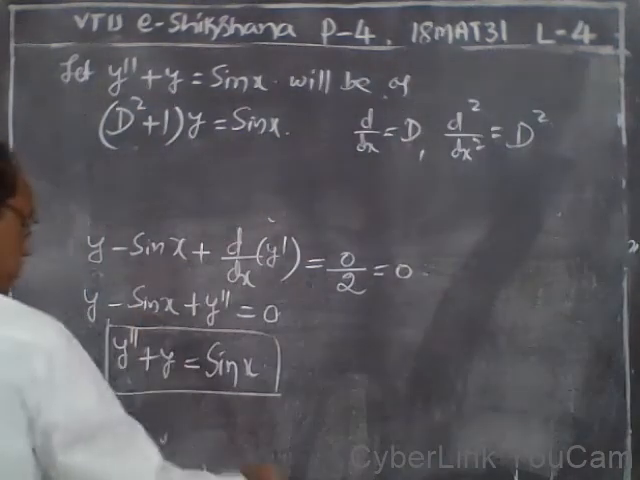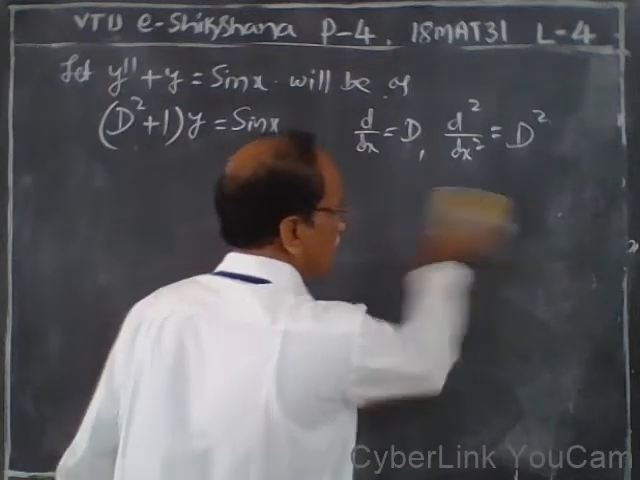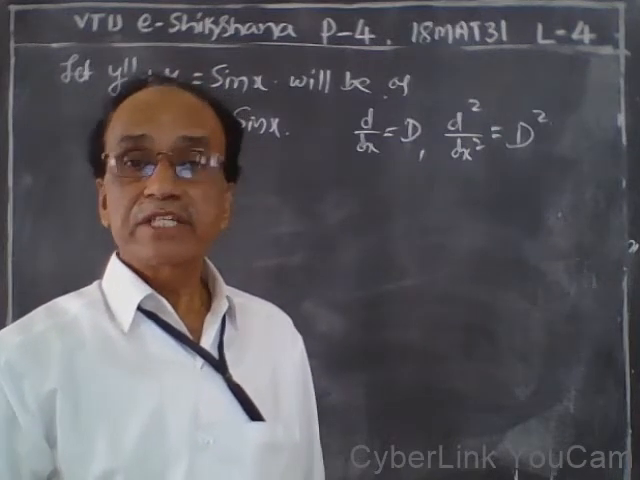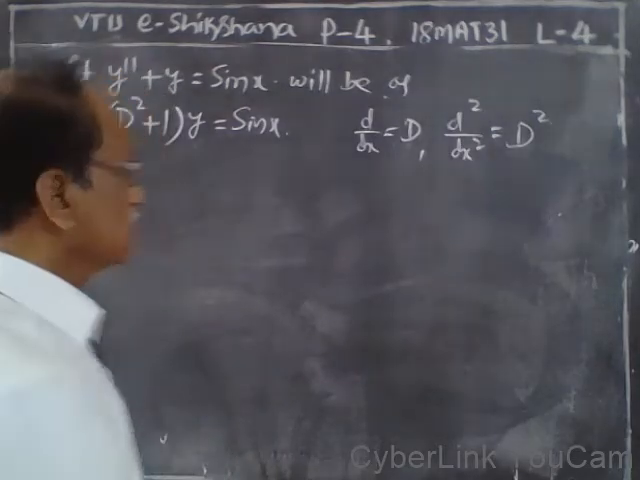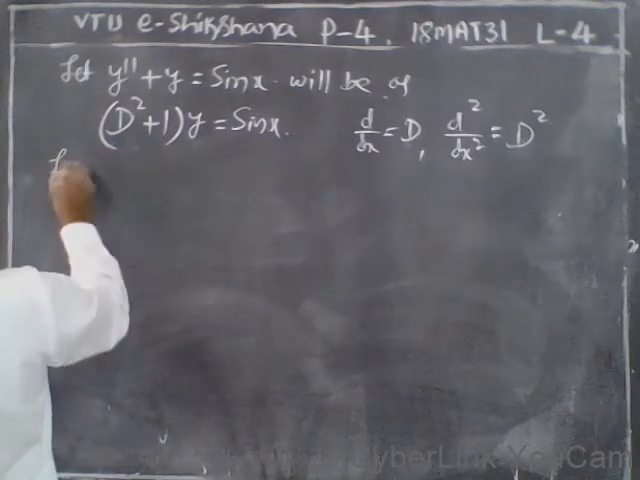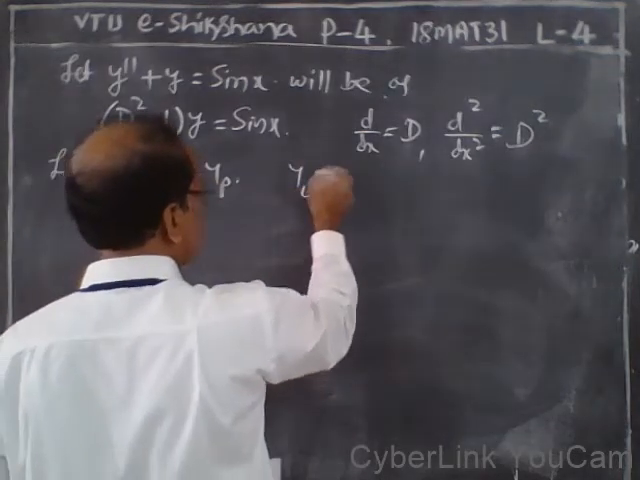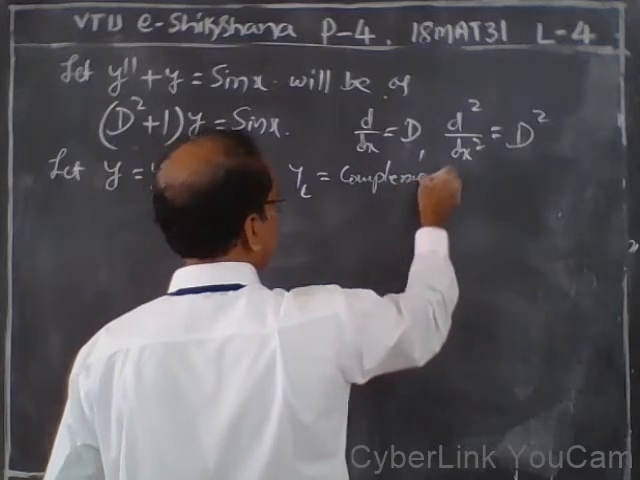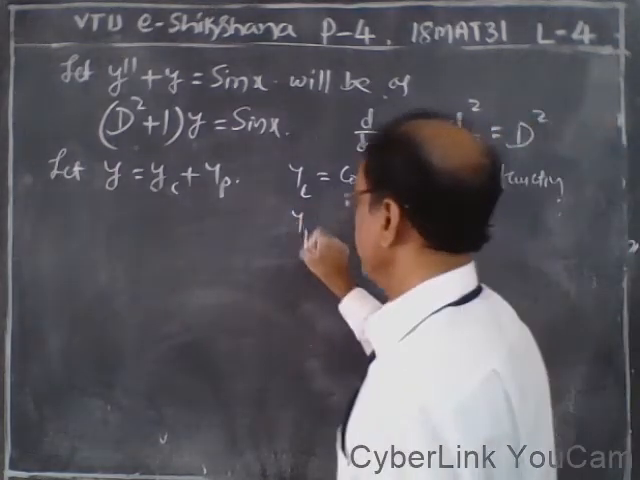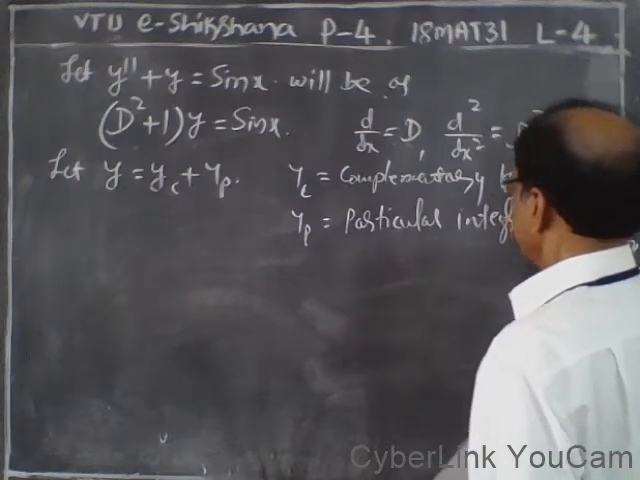Then to solve this, what is the first step we are going to consider? You recall the methods we have studied to solve ordinary differential equations with constant coefficients: inverse differential operator method, variation of parameter method, and undetermined coefficients. Now, by the inverse differential operator method, you can easily solve this problem. Then this gives the general solution y is equal to yc plus yp. What is yc? This is the complementary function, which is a solution to the LHS of the problem. Then yp is the particular integral.